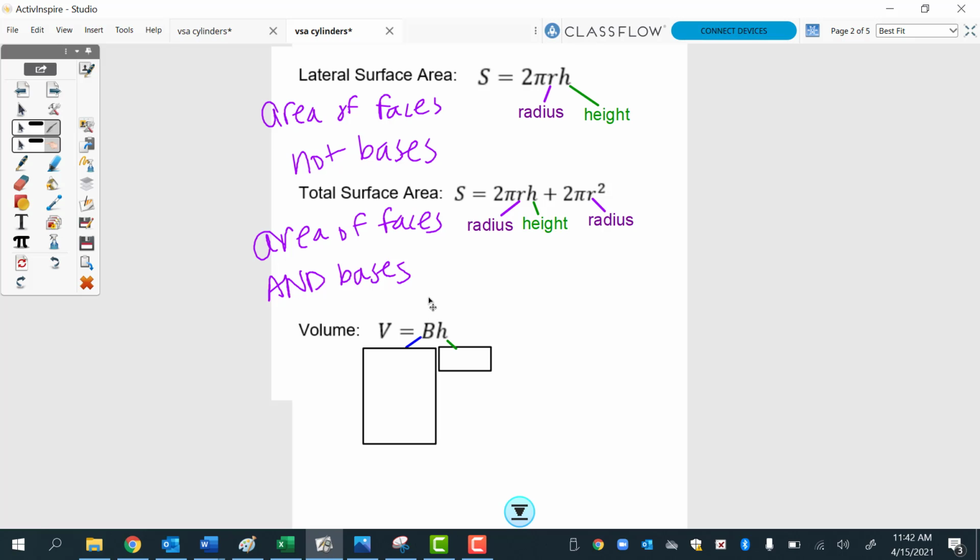For volume, we know we're going to use the volume formula equals big B times H. This is the same volume formula that we did for prisms. So we know that big B stands for the area of the base. And when we did prisms, you had to pick a different equation every time depending on what your base was. But our base is always a circle for cylinders, so we're always going to use the circle formula pi r squared for big B. H, we know that's just the height of the prism.